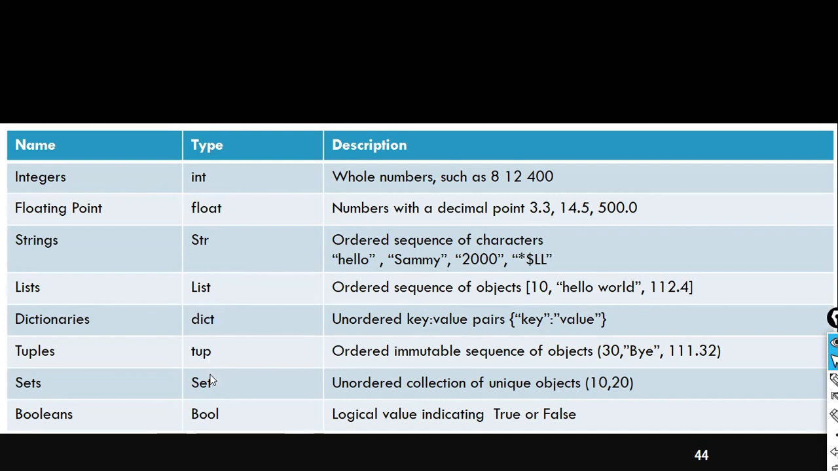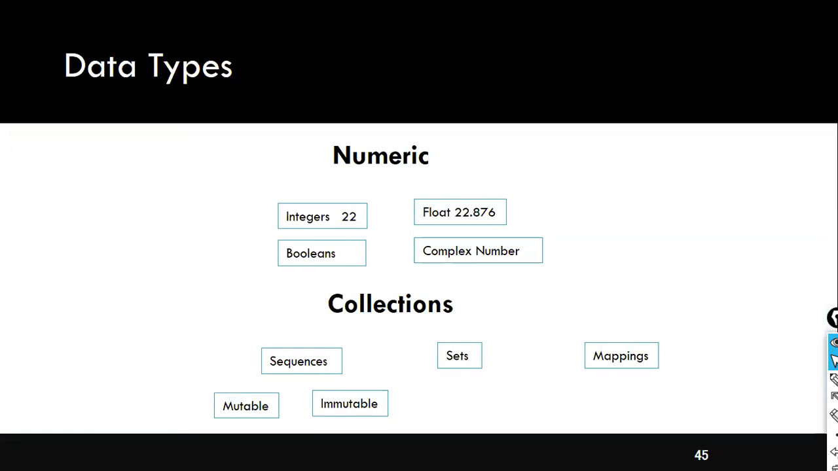So what are list, dictionary, tuple, set? These are called collections. The list is an ordered sequence of objects, whereas dictionary is an unordered collection of key value pairs, and the tuple is an ordered, immutable sequence of objects. Okay, let's take a look at each and every one.